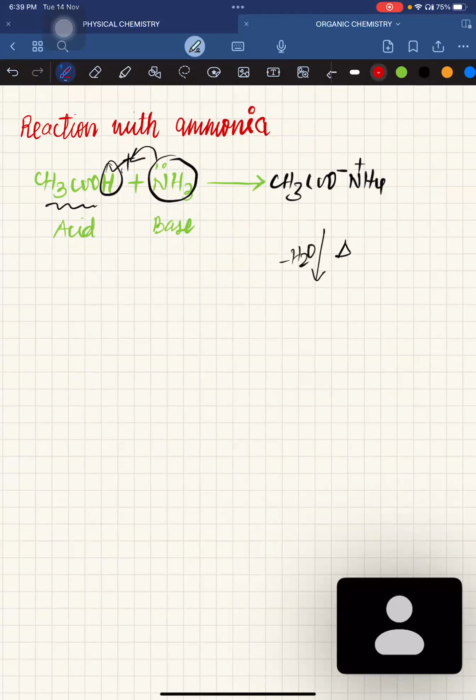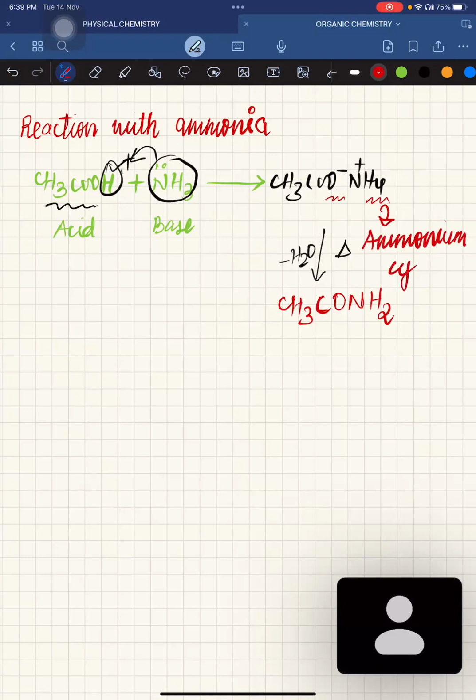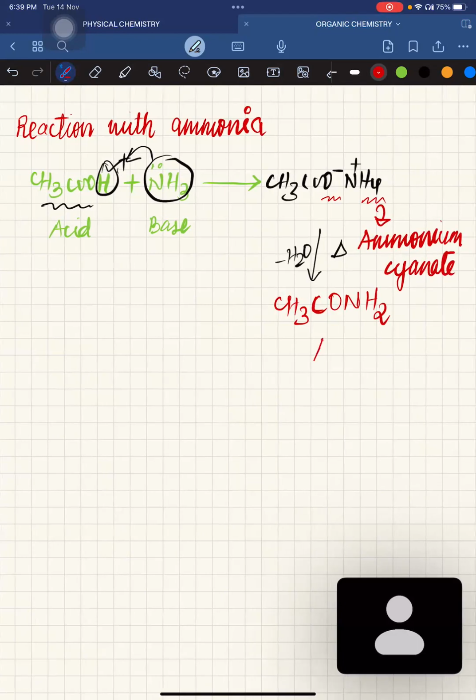So you can easily understand, if you remove H2 and O, it becomes CH3CONH2. This compound has a name, that is known as ammonium acetate. And the product, if you are going for the common name, is acetamide, or you can call it ethanamide. That is your IUPAC name.